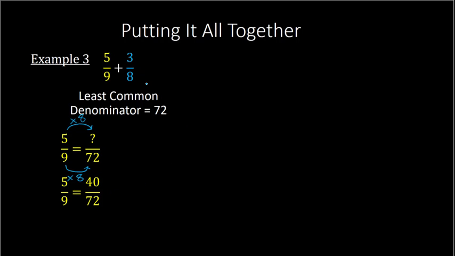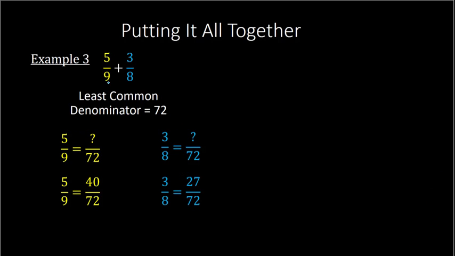And then do the same thing with 3/8. 3/8 equals something over 72. Well, to get from 8 to 72, we're multiplying by 9. Do the same thing on the top. 3 times 9, that would give you 27. So 3/8 can be written as 27 over 72.